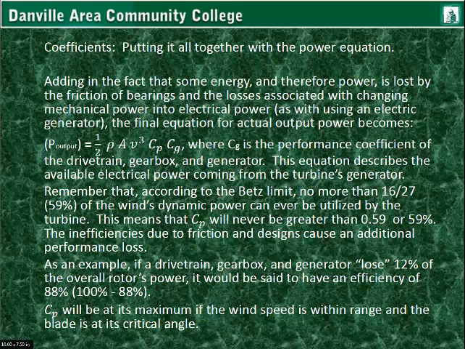And of course the performance coefficient will be at its maximum if the wind speed is within range and the blade is kept at its critical angle for that wind speed. You may be wondering why the overall power output formula does not include the number of blades. That's figured in with the performance coefficient that's specified from the manufacturer, the design. All that stuff is tested in a lab. And also with the available power formula, it doesn't really matter how many blades there are because it doesn't include the rotor power. It's just taking a look at how much power is available from the wind itself.